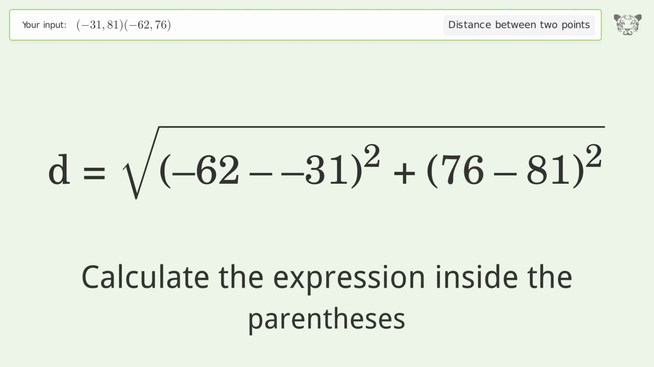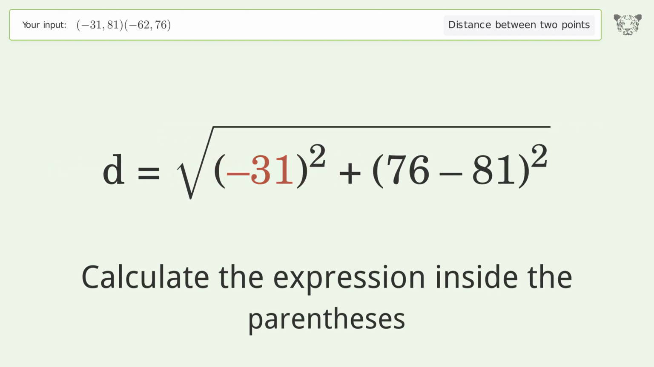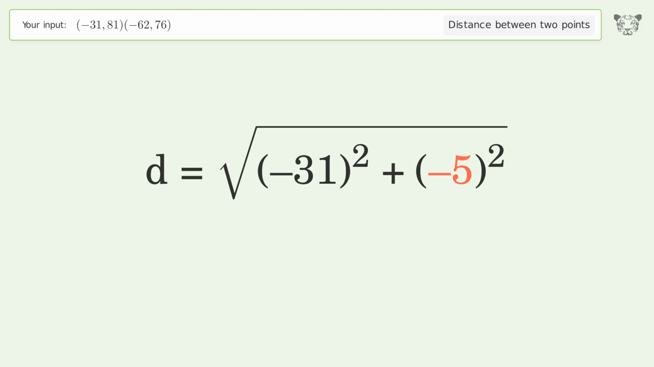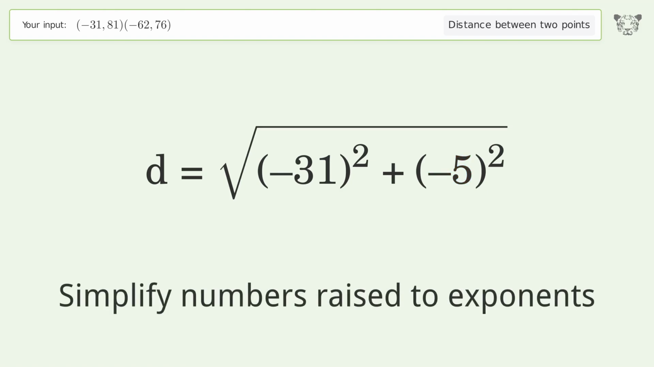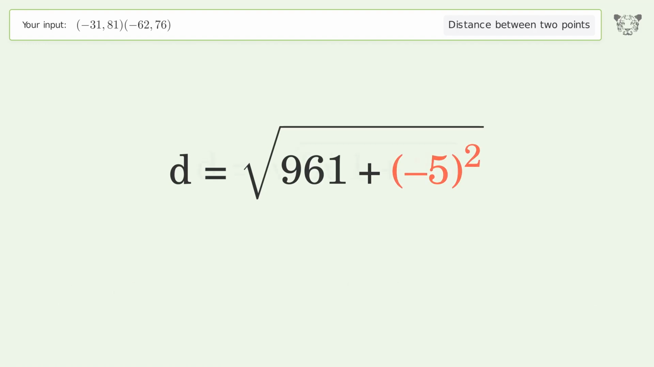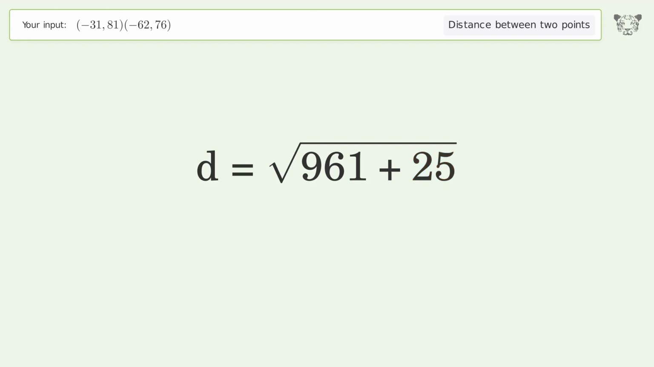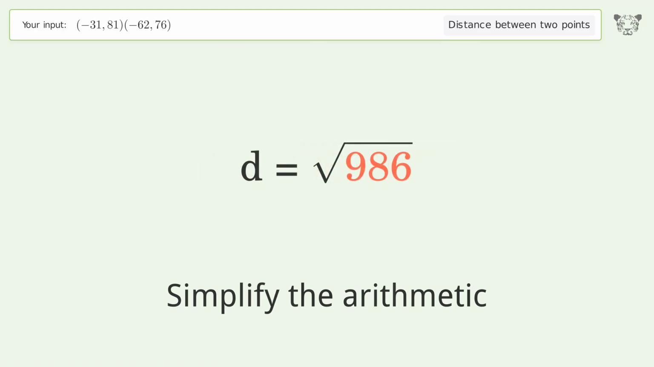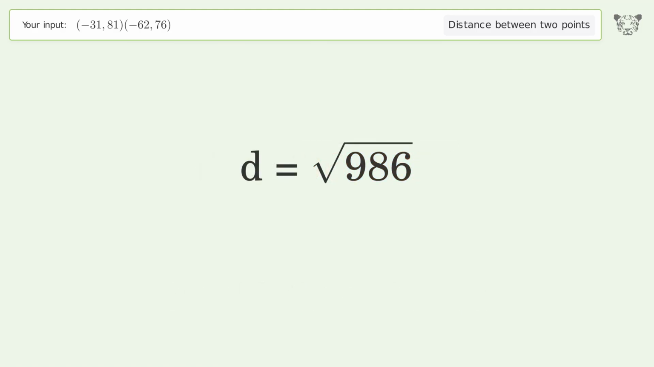Calculate the expression inside the parentheses. Simplify numbers raised to exponents. Simplify the arithmetic. And so the distance between the 2 points is the square root of 986, or 31.401.